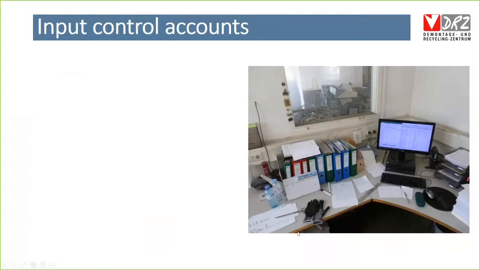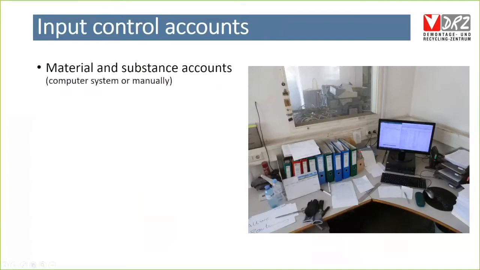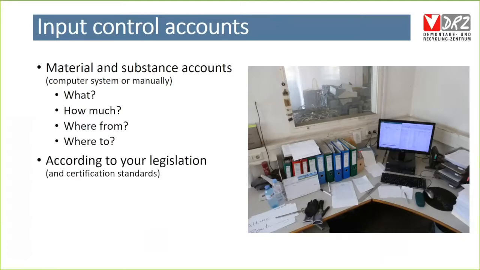Now, you have to make your accounts. It's not only that you weigh and then walk away. Of course, you have to make the accounts and take note of how much you have in terms of input. What you take account of is what, how much, where it comes from, and where it goes to, the e-waste that you're going to treat, or even more points according to your legislation and certification standards. In this case, as you see in the image, it's a computer-based system where the scale is directly linked to the computer system. If you don't have that, at least you have to take notes manually.